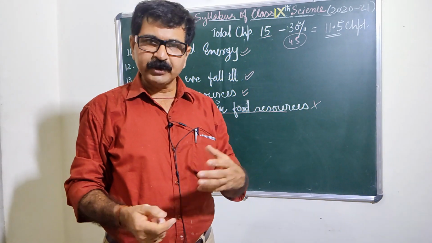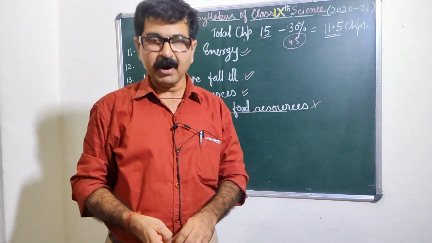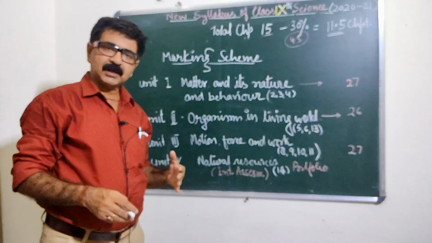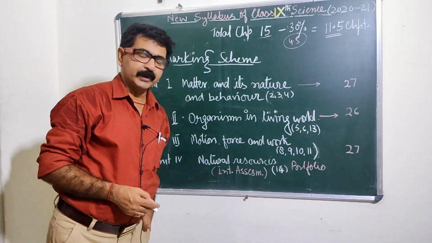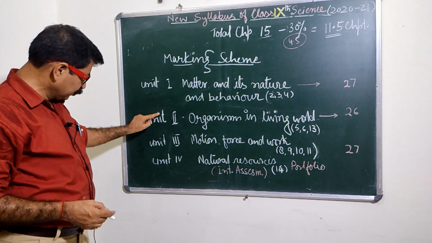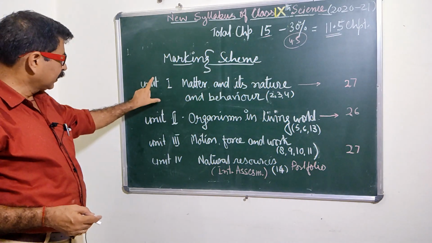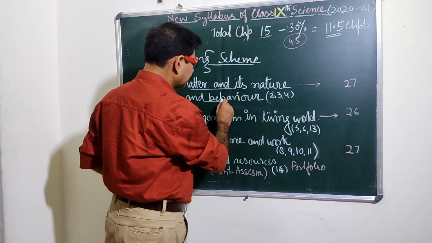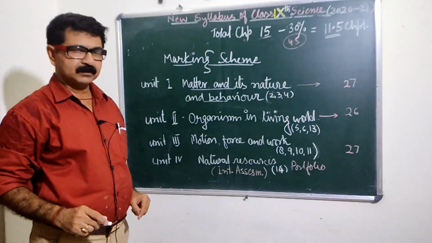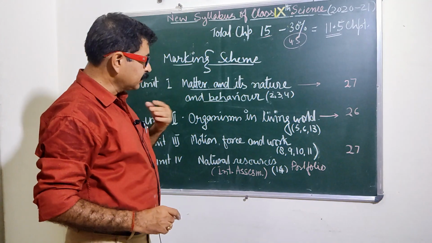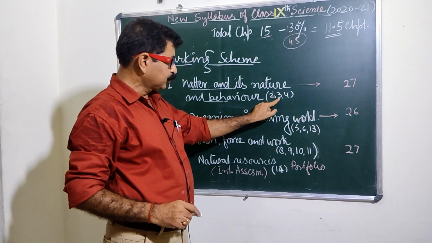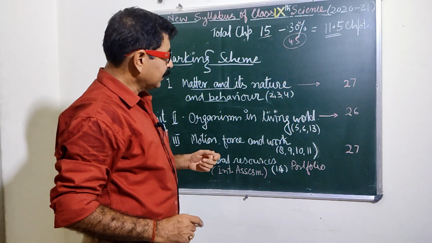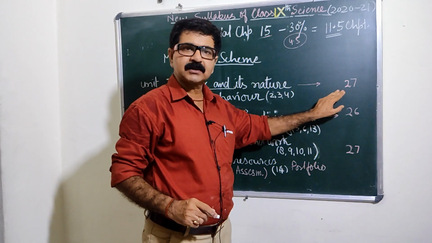Now next we talk about the marking scheme. What is the marking scheme? The entire syllabus has been divided into 4 units: Unit 1, 2, 3 and 4. Unit 1 is Matter, Its Nature and Behavior. It contains 3 chapters, chapters 2, 3 and 4. It is the chemistry part, and it comprises 27 marks.